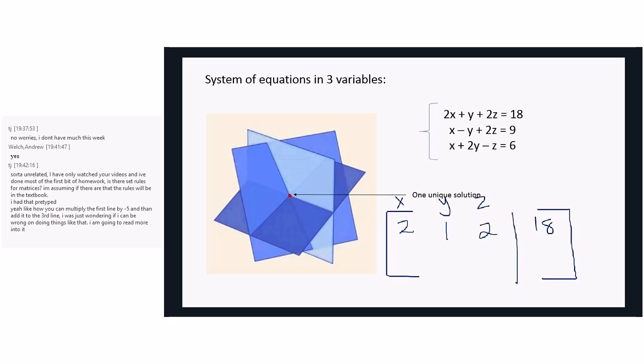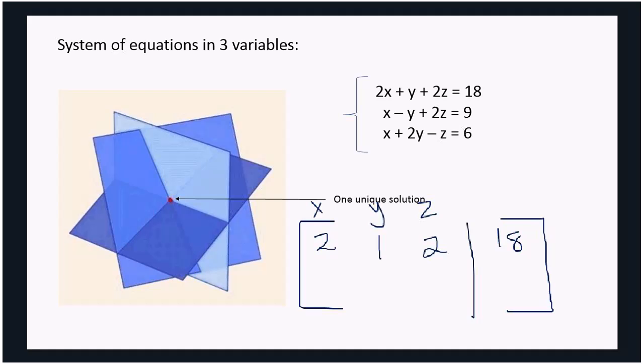And then TJ, you're saying about the rules. Are there set rules, like how you can multiply the first line by -5 and then add it to the third line? I was just wondering if I can be wrong on doing things like that. Am I going to read more into it? No, you've got it. When you're doing matrices and you're trying to get it into that row echelon form.